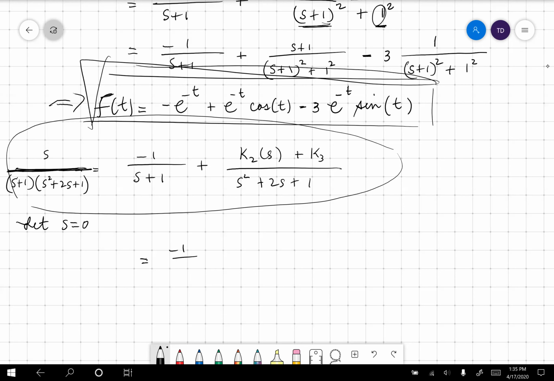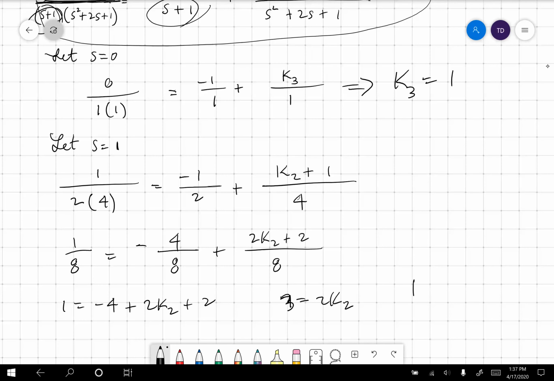So we have 1/8 equals minus, let's put this over 8, minus 4/8 plus 2K2 plus 2 over 8. So set the numerators equal: 1 equals minus 4 plus 2K2 plus 2. Minus 4 plus 2 is minus 2. So 1 equals, bring the minus 2 to the side, 3 equals 2K2 if I did that quickly. So therefore K2 would be equal to 3/2.